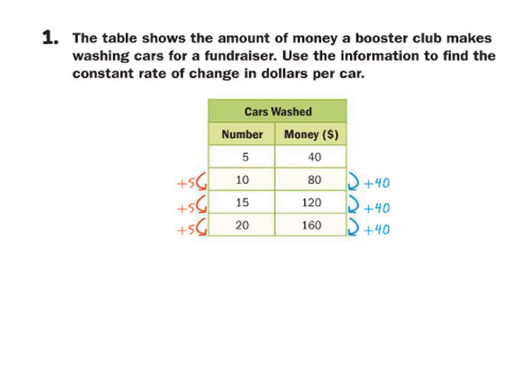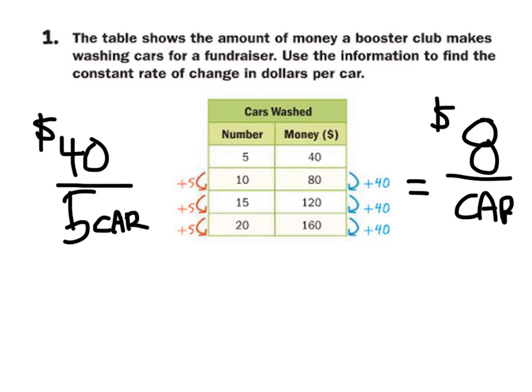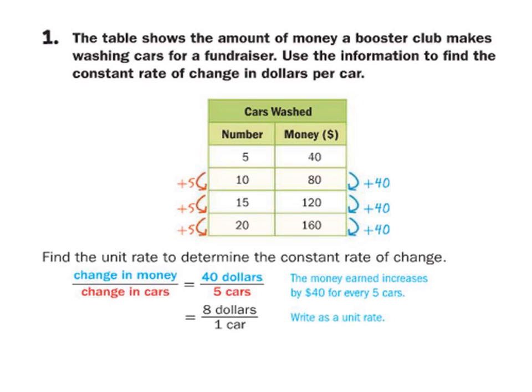Well, you'll notice the change for all of these is 40 to 5. So your rate of change is $40 per 5 cars. And this would simplify to $8 per car. Hallelujah. Well, this is an example in the book, and they showed you guys how to do it.